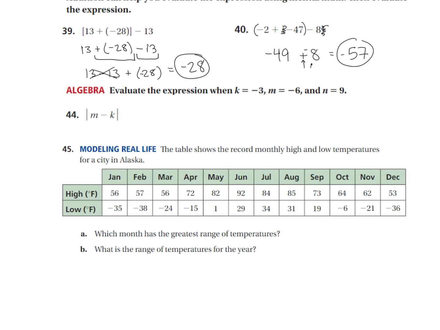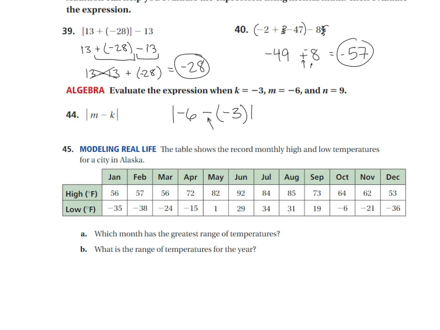Number 44, evaluate the expression when k is negative 3, m is negative 6, n is 9. Okay, I have the absolute value of negative 6 when I plug in for m, minus k is negative 3, so we're going to keep the negative there. Don't just drop it because we see a subtraction sign. Notice in this one there's no n, so I don't have to worry about plugging that in. Before we can take the absolute value of anything, we have to work through what's inside.